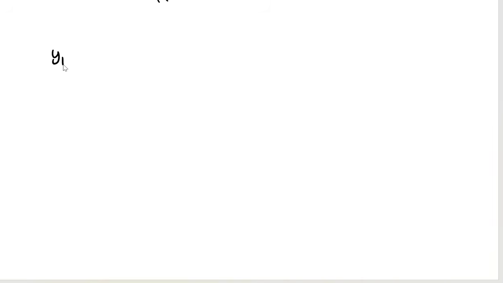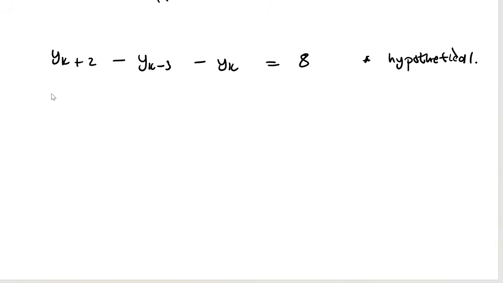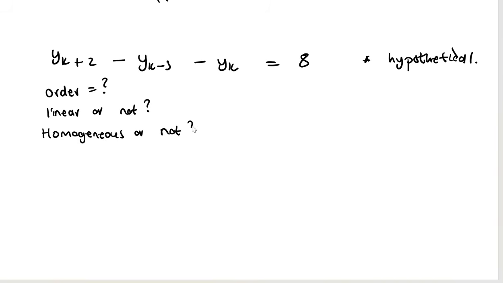Now, let's say I give you y sub k plus 2 minus y sub k minus 3 minus y sub k equal to 8. This is just hypothetical, for illustration purposes. Now, what is the order of this recurrence relation? Is it linear or not? And is it homogeneous or not? Feel free to pause and try it on your own.